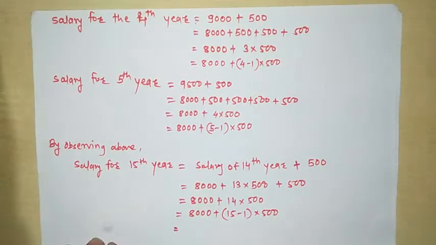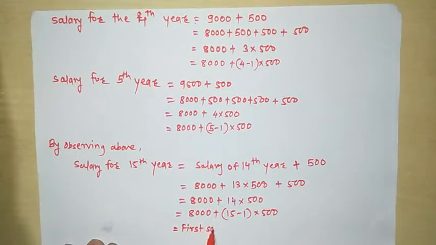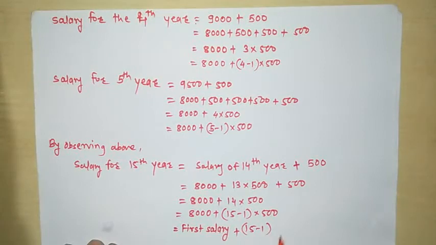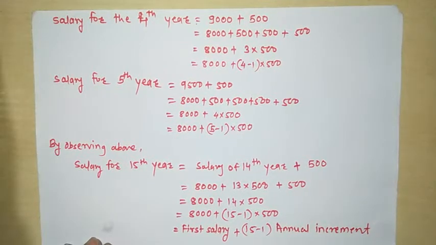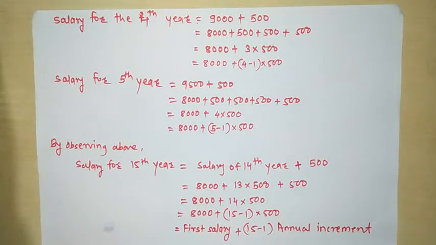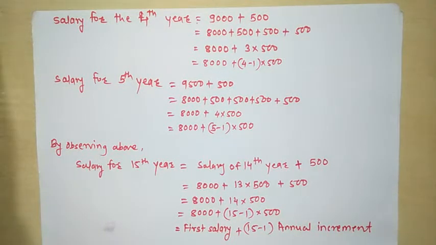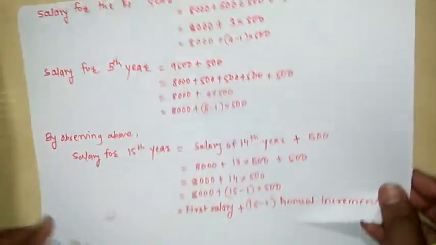Like this we can easily write it in words: this 8,000 is the first salary, plus 15 minus 1 as it is into the increment. It is the annual increment. Now let us check, by using this can we find the salary for the 25th year?